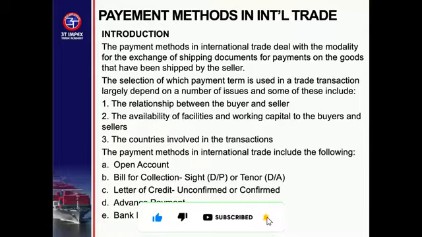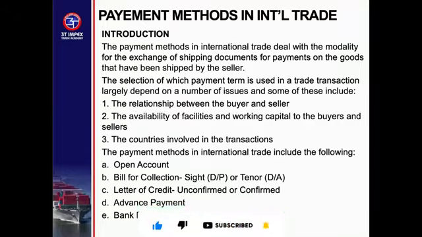If I have a relationship with the buyer already, I can afford to do open account or even bill for collection usance, which allows him to pay at a later date. However, if I do not have working capital and I need money, I won't do open account or bill for collection. I might even want to do advance payment or payment at sight. If I'm doing bill for collection in number one, I can do bill for collection tenor, but in number two, I want to do sight because I need the payment to come in as fast as possible.